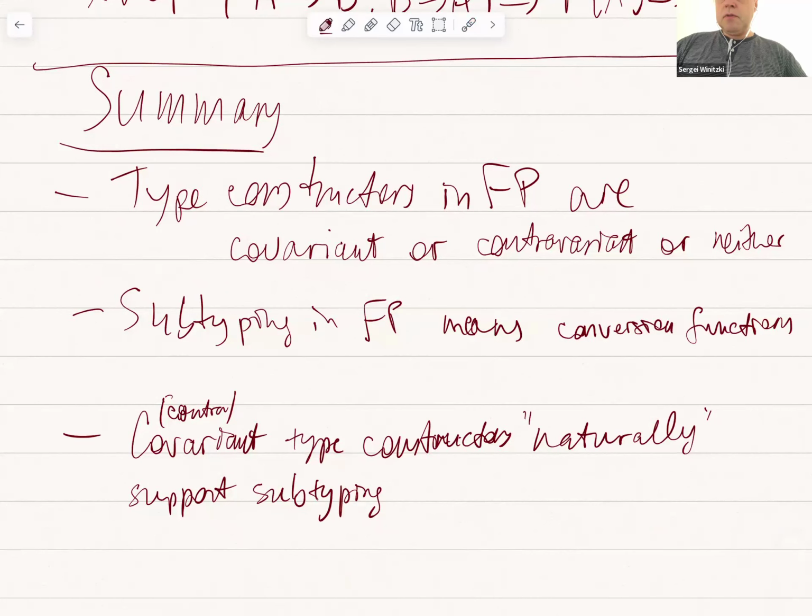So let me add here. The type constructors in FP are covariant or contravariant, understood via fmap or cmap. So the covariance and contravariance is understood as a property of the type constructor that allows us to create a fmap or cmap function for it. Subtyping is understood via conversion functions. Covariant or contravariant type constructors naturally support subtyping.